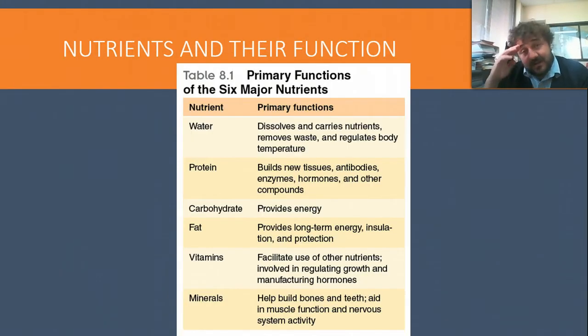Now, if you're a multicellular organism, in this case we're going to look at animals in particular, these are what you require. So you require water. These are your major nutrients. You require water, which dissolves and carries nutrients around the body. Okay, you need proteins. This is used for, yes, energy, but also to build new tissues, antibodies, etc. Carbohydrates is purely for energy. Fat is for long-term storage of energy, insulation and protection.